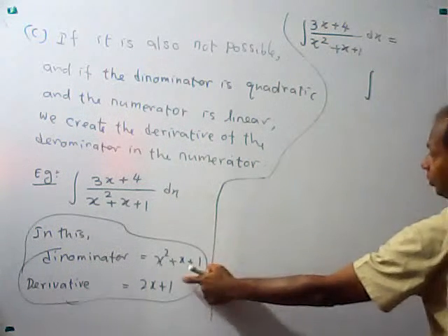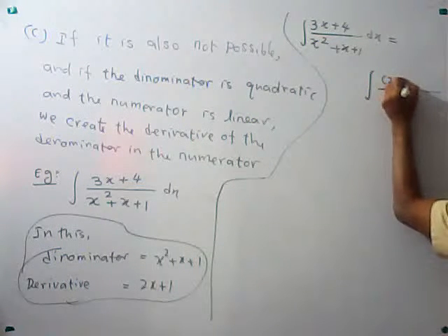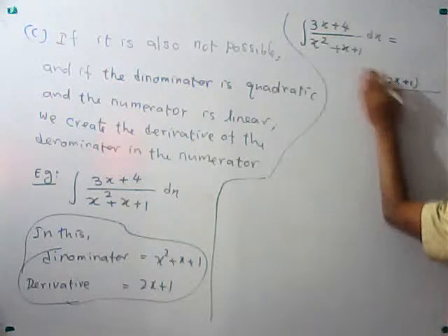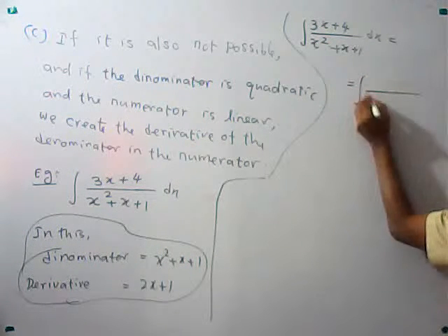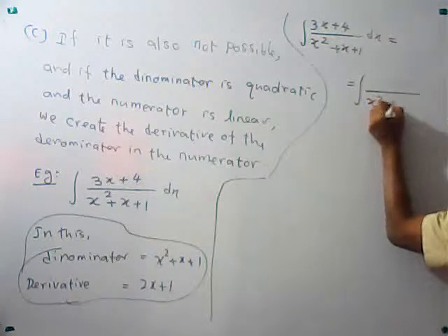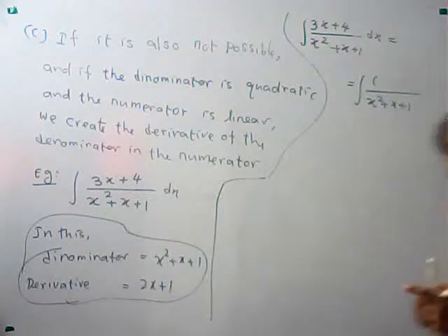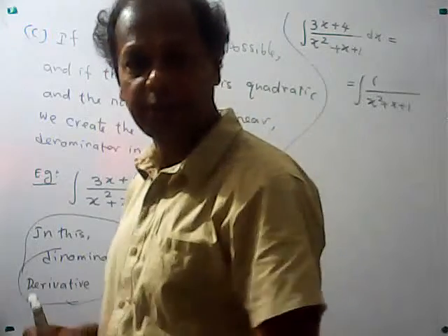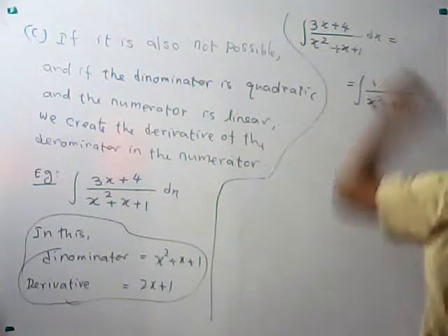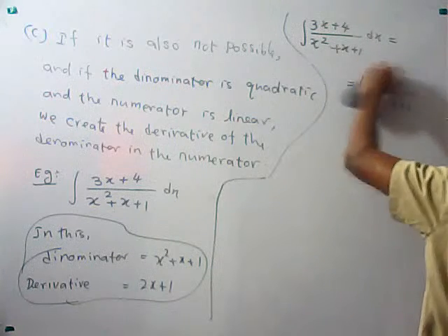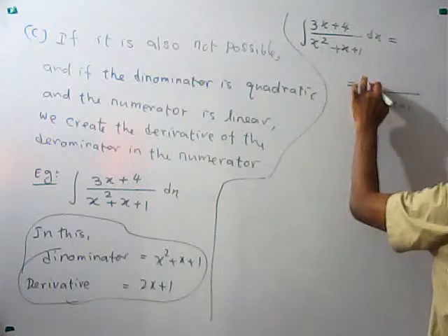So we want to see 2x plus 1 in the numerator. We want it, so we write it. In the numerator, we want to see 2x plus 1, so we'll just write it.